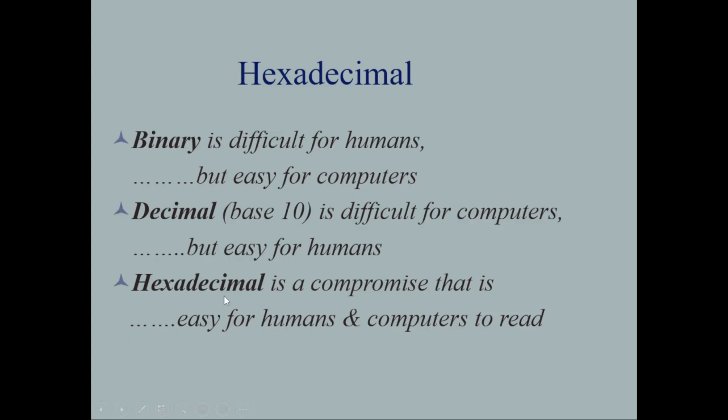Okay, so we are here working on hexadecimal and learning about hexadecimal. Binary is really hard for humans to look at and understand what the number is, but binary is really easy for computers. Decimal is really easy for humans to understand, but hard for computers to use. So hexadecimal is a compromise that humans can get, and computers can work with.